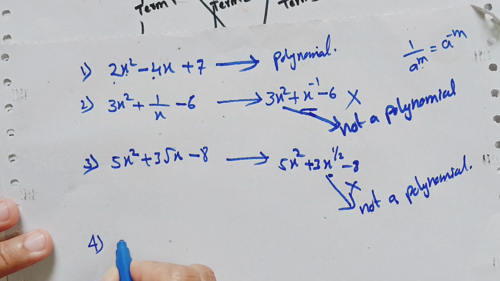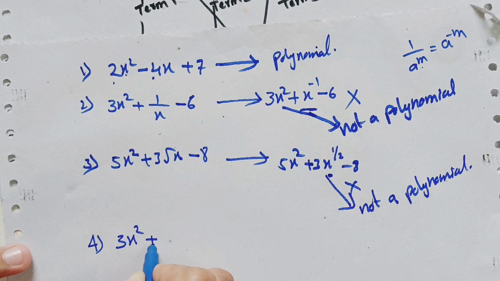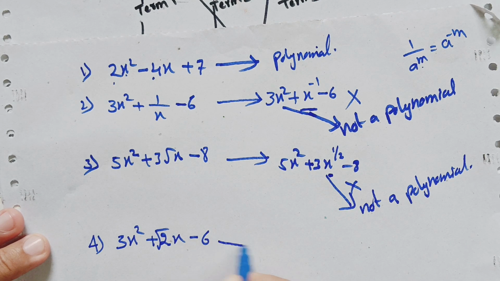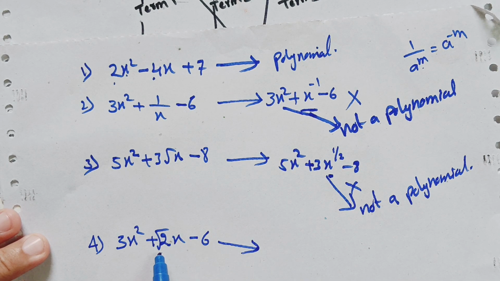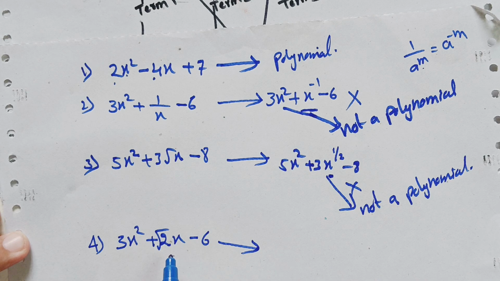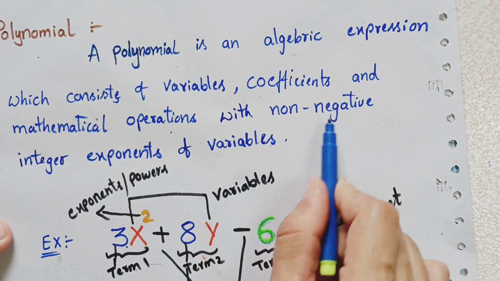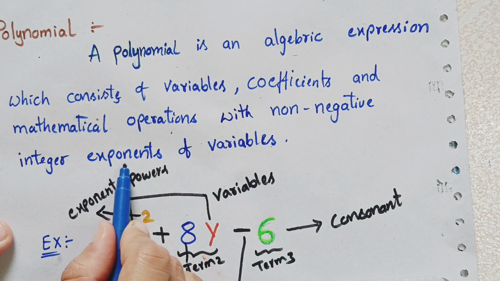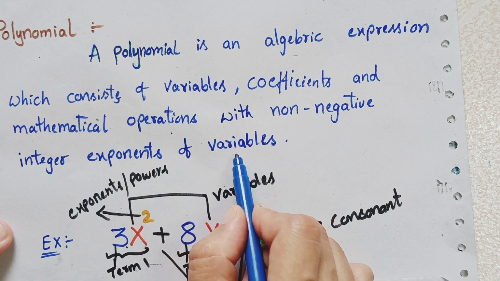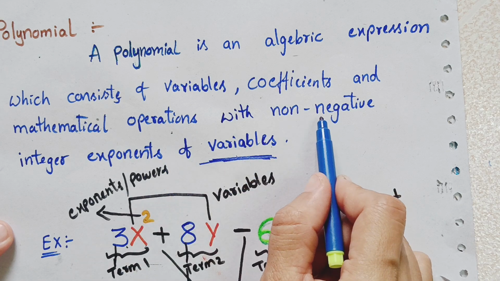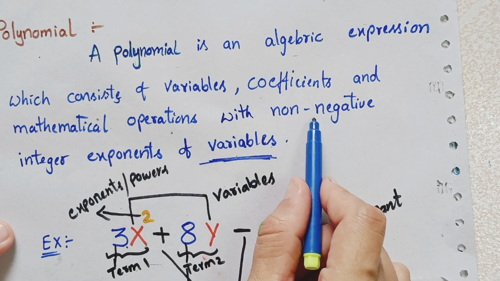Now just tell me, 3x square plus root 2x minus 6. Is this a polynomial? Yes, of course, it is a polynomial. You may think that, ma'am, here root 2 is there, that's why this is not a polynomial. But what is the definition actually? We should have non-negative integer exponents. Exponents is nothing but powers of variables. We are talking about the variables only, but not the coefficient. Coefficient may be anything else, just leave it, but the variable should have a positive power.